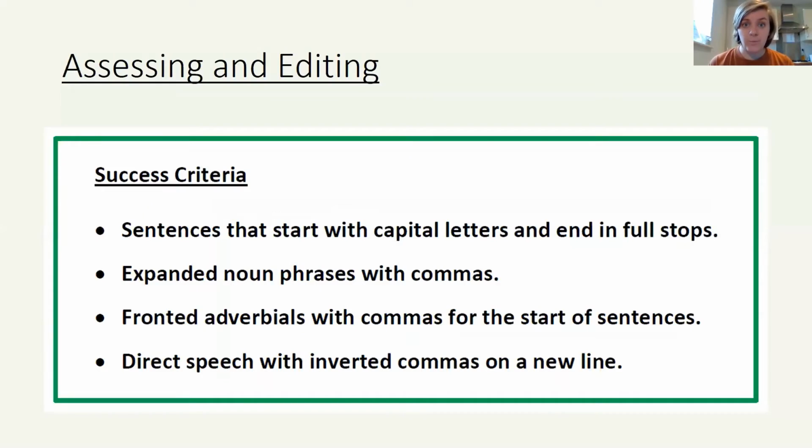Okay, let's have a look. So today we are assessing and we are editing. Assessing means going back through, checking with the success criteria that you've used everything that you were asked to use. Editing means going back through again, but this time making any changes that you need to make that piece of writing even better. So they go hand in hand really.